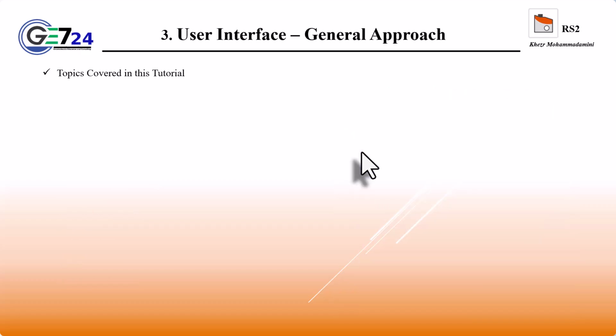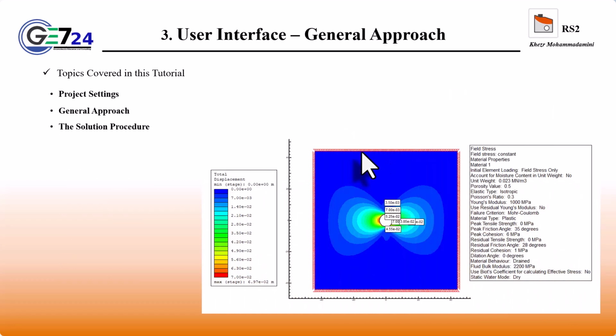In chapter 3, we have a specific chapter for the user interface about the graphics and toolbars, menus, and all of the options that we have in the RS2 software, including project setting, general approach, and the solution production, also all of the icons and toolbars.